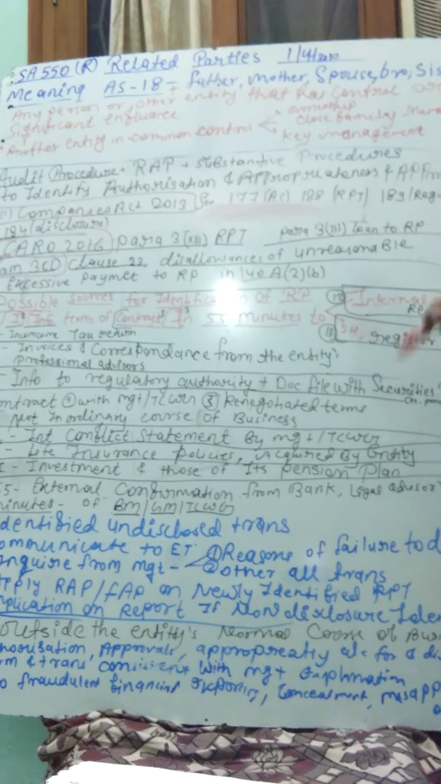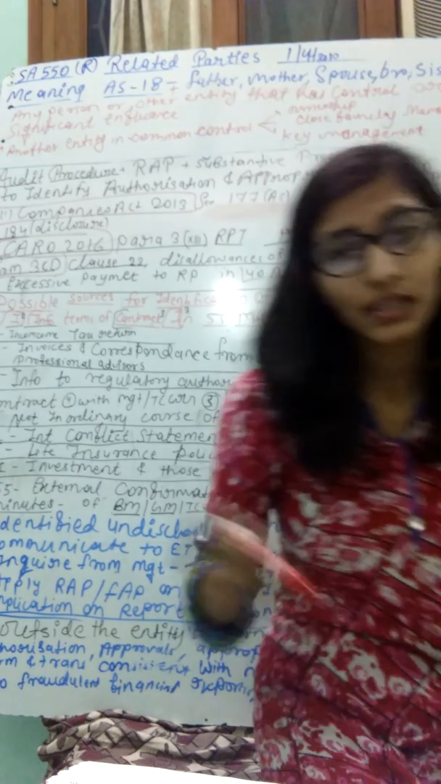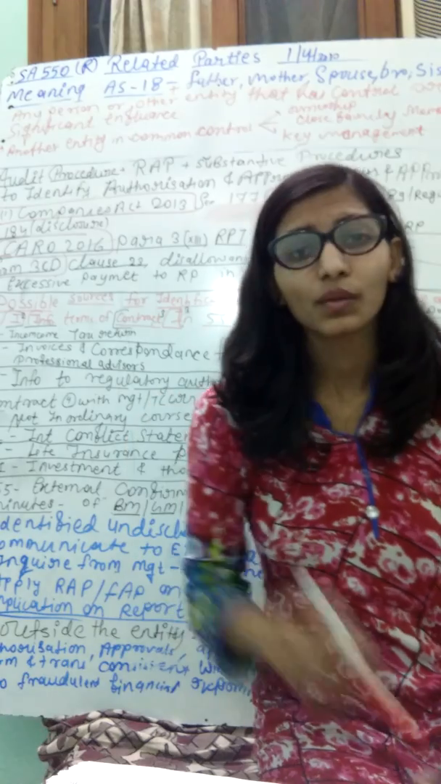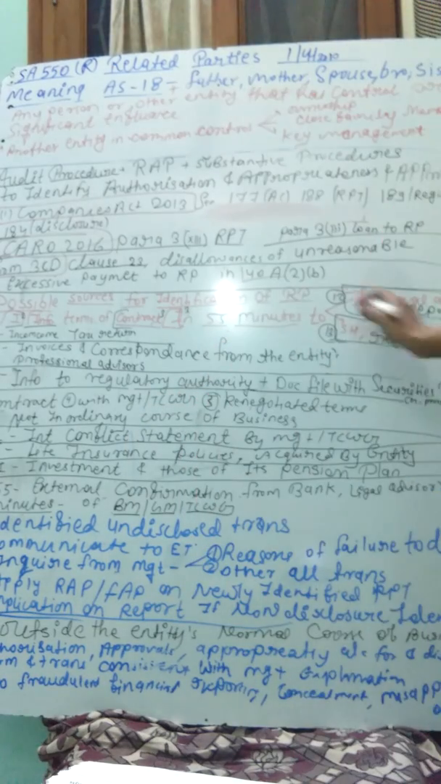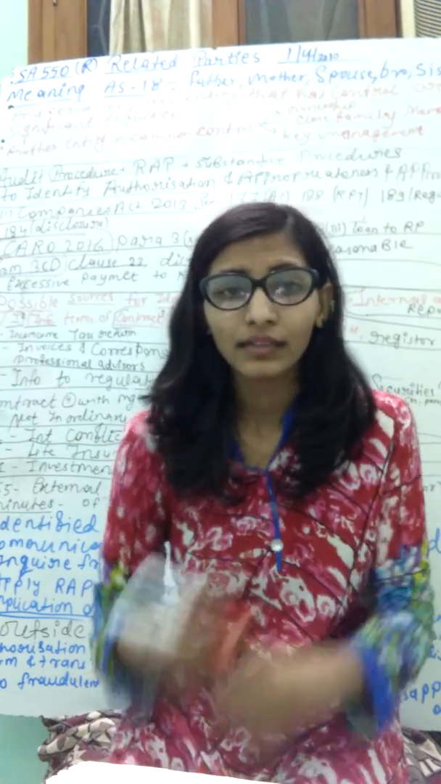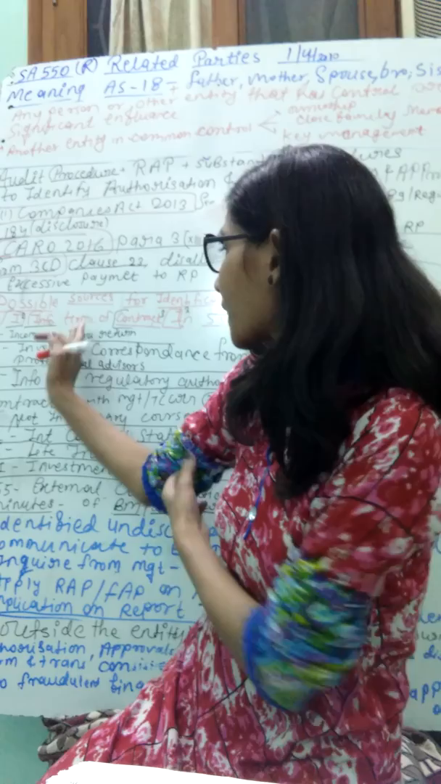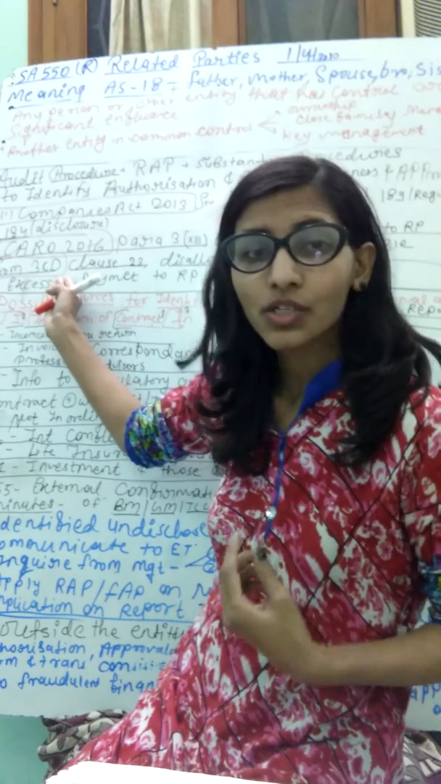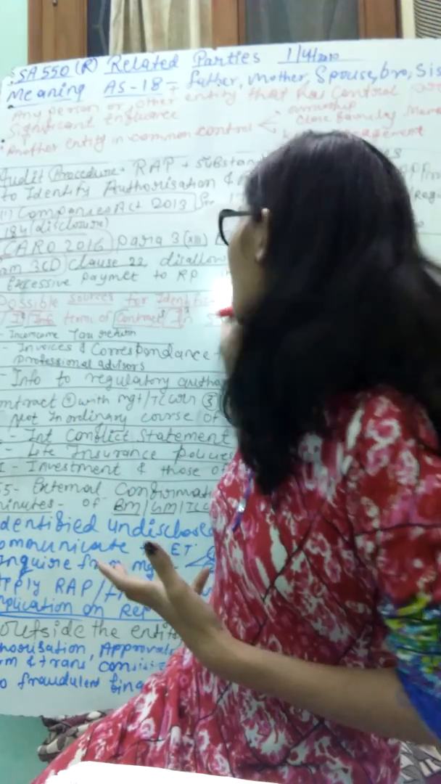Then the internal auditor report: what the internal auditor says about the related party in his report is also important. Then the shareholder register. The shareholder register shows you the significant shareholders in the entity. So you check the income tax return so that you can get the information about Form 3CD 44-2B.